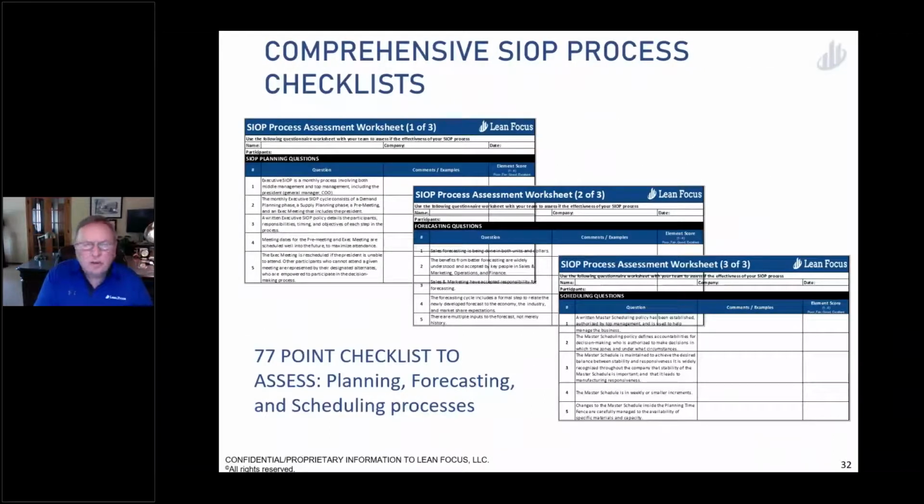As you can see, there's a number of questions that we go through, 77 points. The idea is not to get perfect on it, but to see where you're at, and then to see where you can improve to get better. You need to ask yourself, do I have a process?